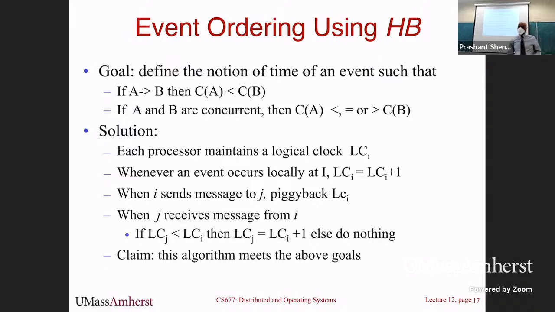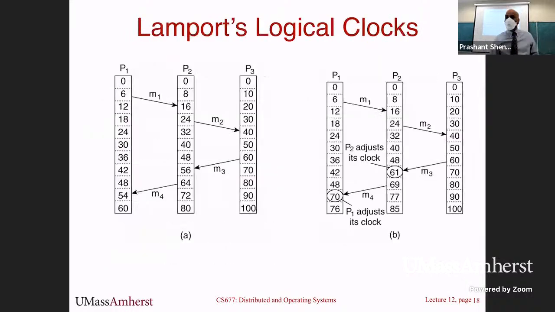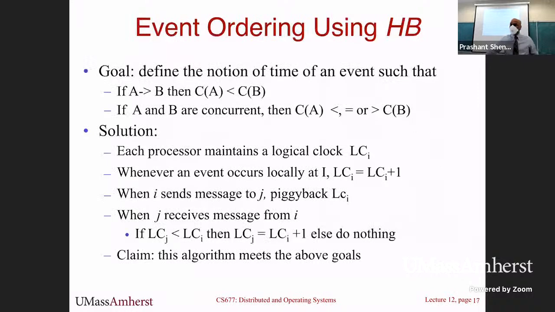Okay? What this allows us to do is essentially get that property which says that if A and B are two events you care about, and you know that A happened before B, then the timestamp or the clock value you assigned to A is going to be less than the clock value you assigned to B. Okay. And if A and B are concurrent events, then we don't care what the clock values are.